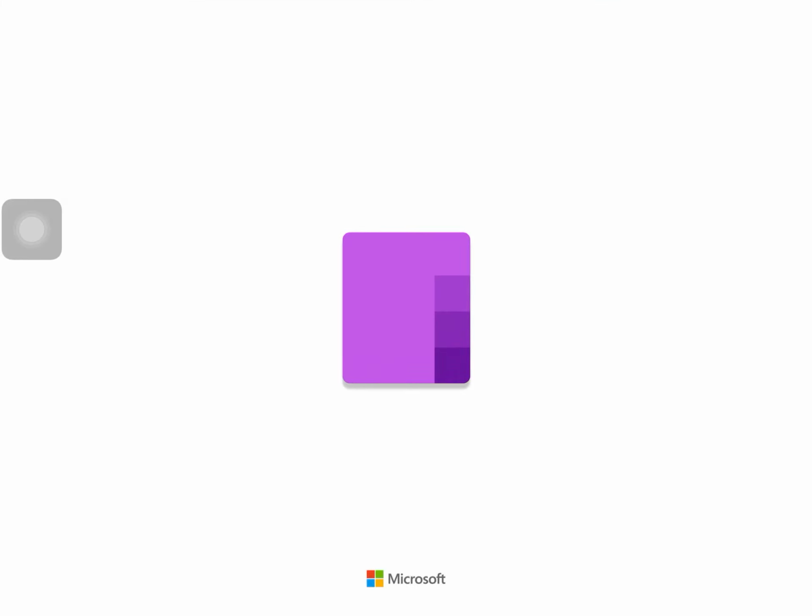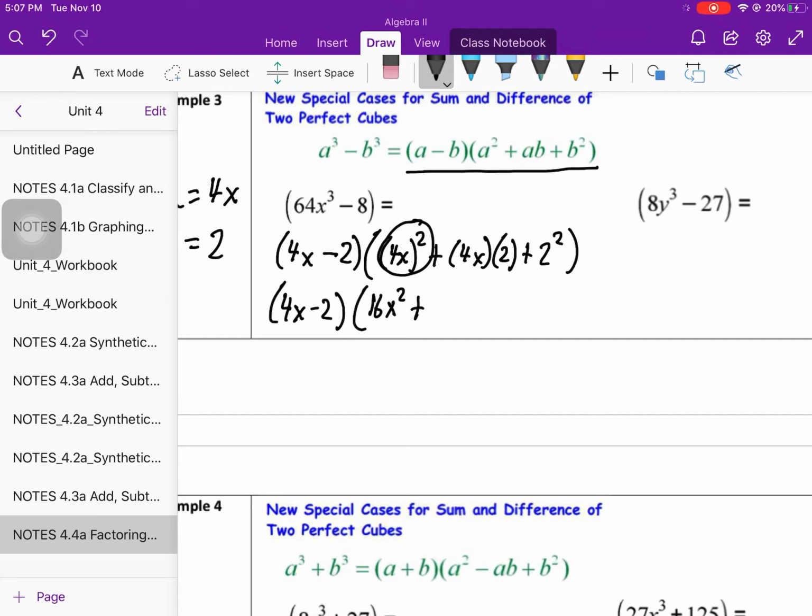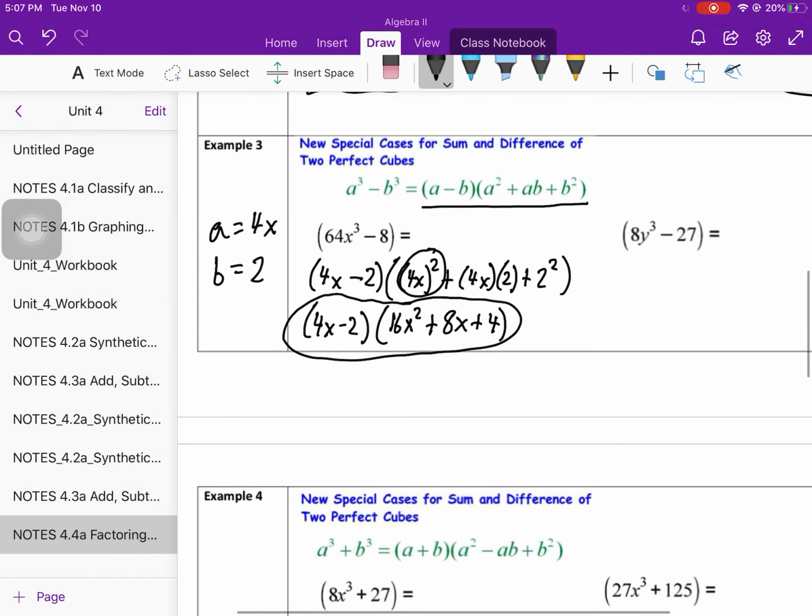Okay, back to where we were. We have to square this part right here. When you square the 4, you get 16, and when you square x, you get x squared. Plus, now we have 4x and 2, which gives us 8x. And then we have 2 squared, which is 4. We can't actually go any further with the second parentheses. This is as far as we can go, so we're going to leave our answer right there. And that matches this form right here.